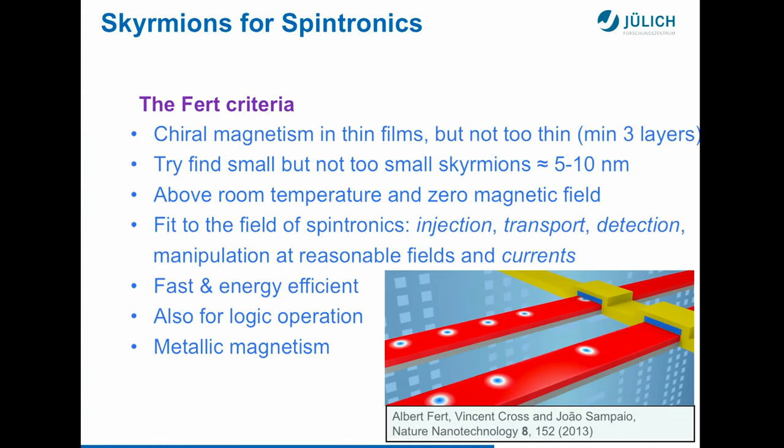So, skyrmions are nice, but if you want to have skyrmions in a technological framework, then they have to have certain properties. For example, they should be in thin films, maybe in the order of three or four layers, not too thin, not too thick. They should be not too small, but also not too large, in the order of 5 to 10 nanometers. They should exist above room temperature and close to zero field.